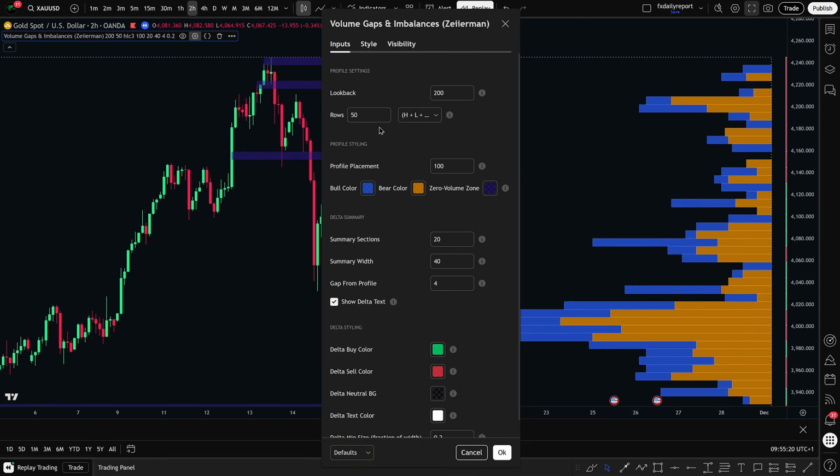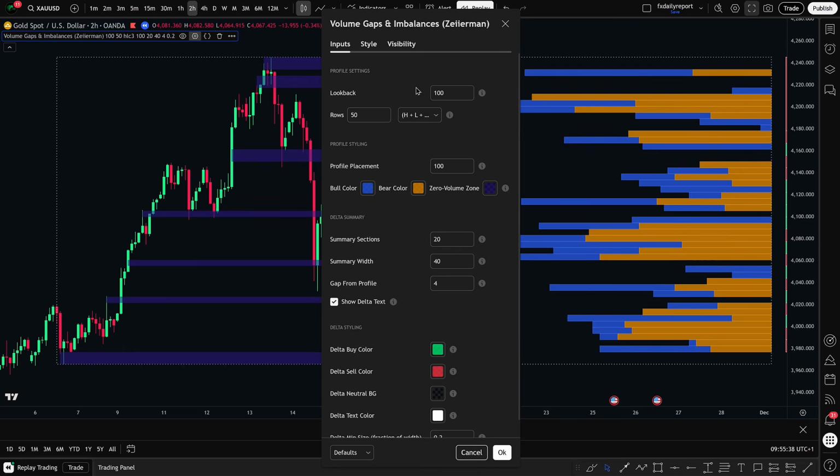So the first option we have is the look back period here. This controls how many past candles the indicator uses to build the volume profile. The default value is set at 200, but I will reduce it to 100 to have a good balance between recent price action and overall market structure.